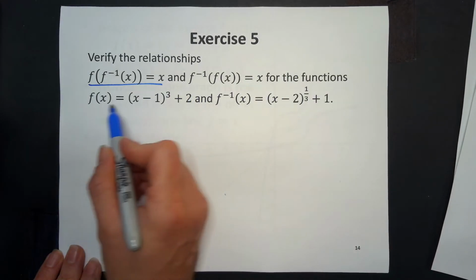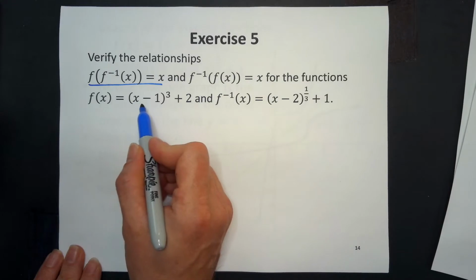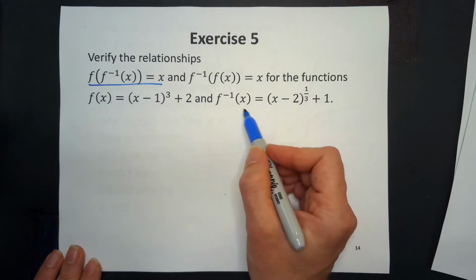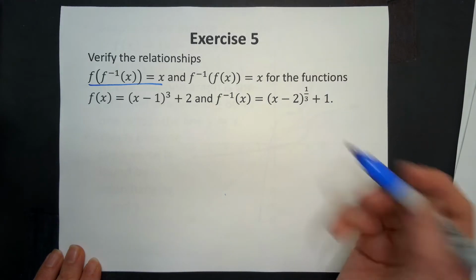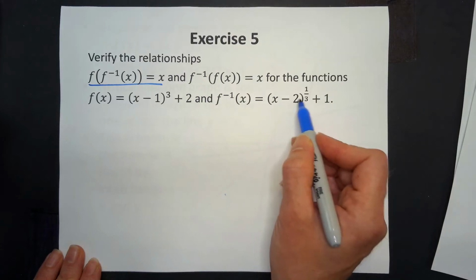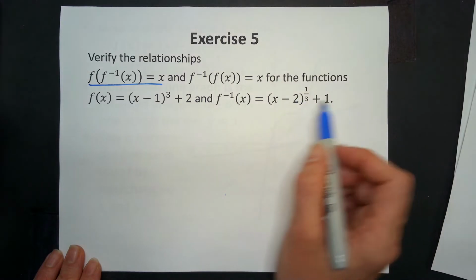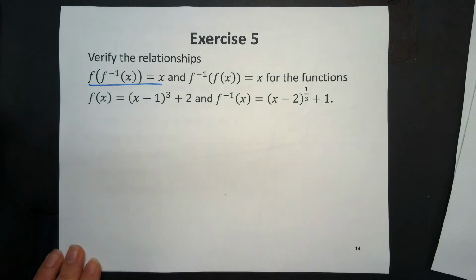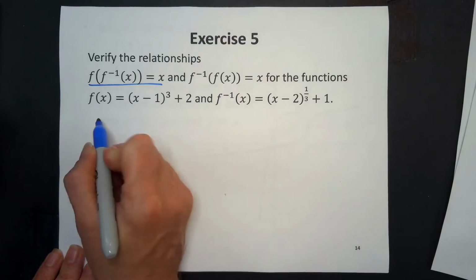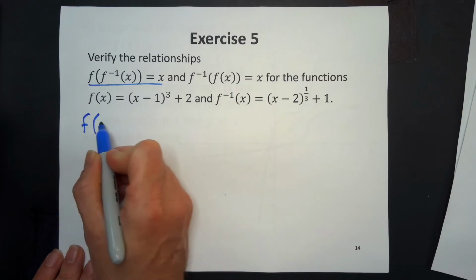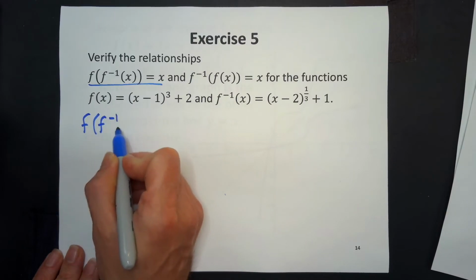I have f of x equals (x minus 1) cubed plus 2, and they've given us f inverse. We don't have to find it. f inverse of x equals (x minus 2) to the 1/3 plus 1. So it makes sense. We see some of the same numbers, some of the same reciprocal exponents, so it makes sense that these would be inverses of each other. But I'm going to say f composed with f inverse, or f of f inverse of x.